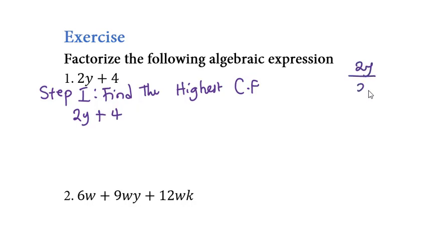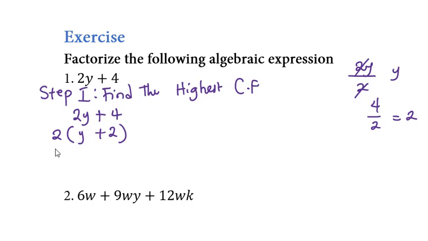2y divided by 2, the 2's will cancel out and we're left with just y, right? And 4 divided by 2 is just 2 without a remainder, so 2 can go. What do you simply do? You factor 2 out and keep it outside the bracket. Now you divide them. 2y divided by 2, you'll be left with y. 4 divided by 2, you'll be left with just 2.